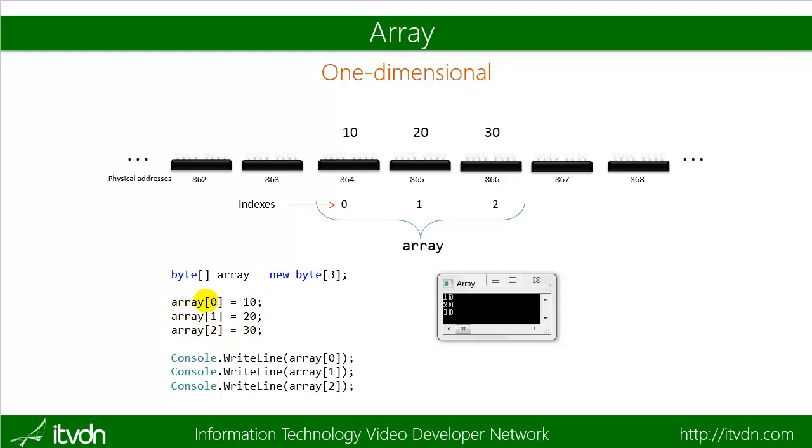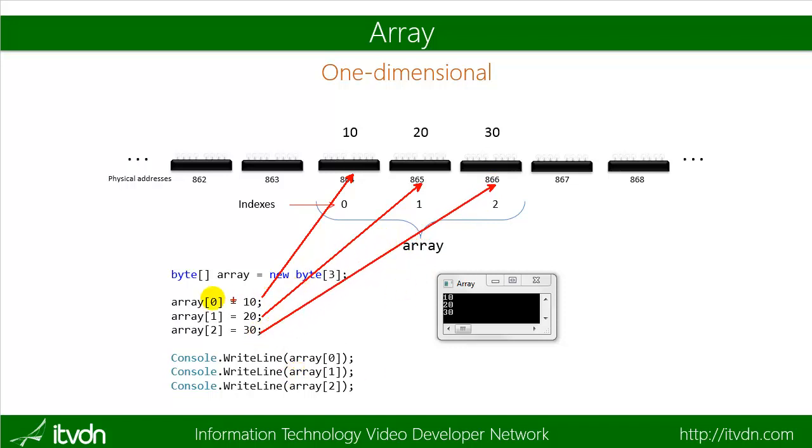We have array 0. It means we are calling this element and we're assigning a value of 10 to it. Array 1, which is this element, and we're assigning a value of 20 to it. And array 2, we assigned a value of 30 to it. So you can see this 30 up here. Basically, you can do something like this, and like this.